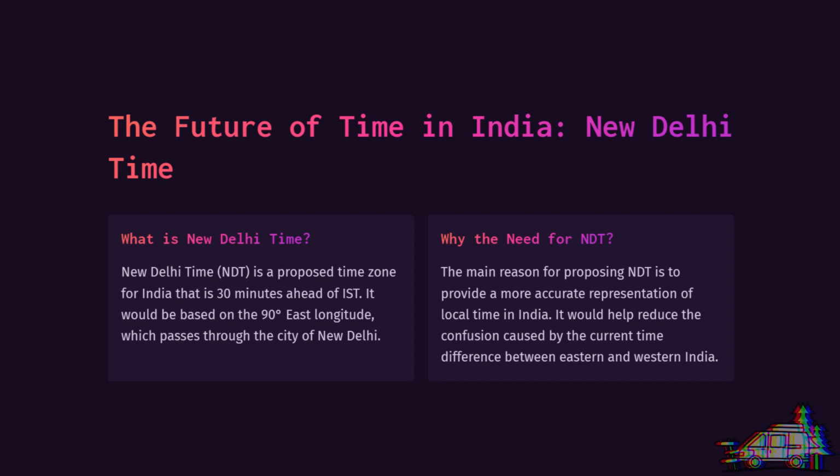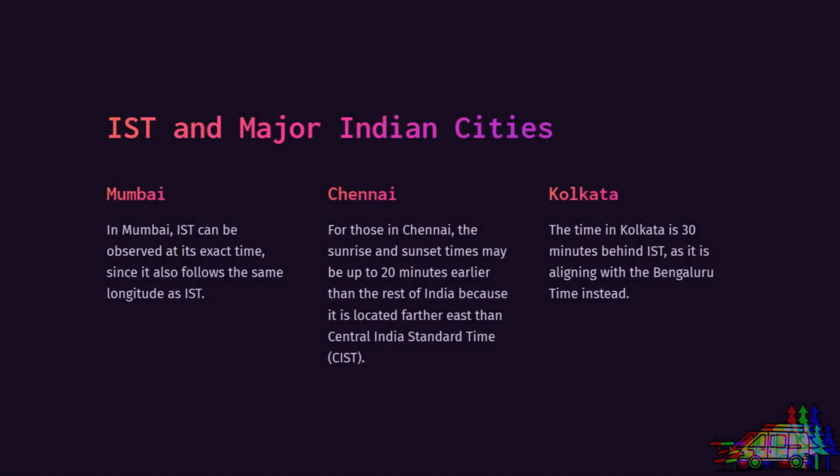IST in major Indian cities. Mumbai. In Mumbai, IST can be observed at its exact time, since it also follows the same longitude as IST. Chennai. For those in Chennai, the sunrise and sunset times may be up to 20 minutes earlier than the rest of India because it is located farther east than Central India Standard Time, CIST. Kolkata. The time in Kolkata is 30 minutes behind IST, as it is aligning with the Bengaluru time instead.